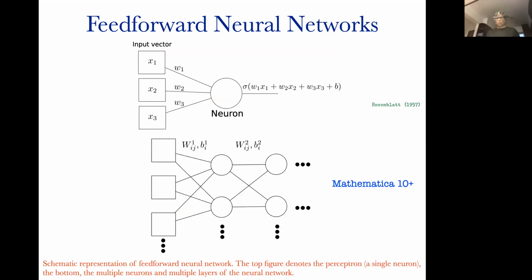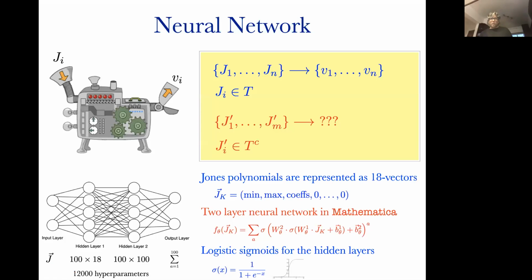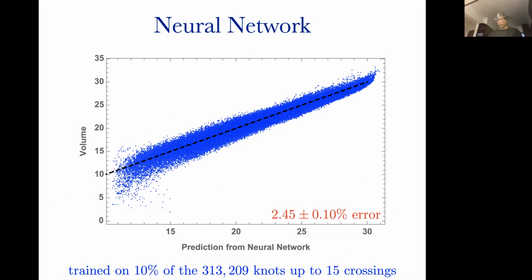So the machine, of course, is a feed-forward neural network in this case. We essentially adapt the original ideas of Rosenblatt in the 1950s, the Navy Research Lab, and we use Mathematica to implement this neural network. So we're going to use a very simple neural network. I got ahead of myself.